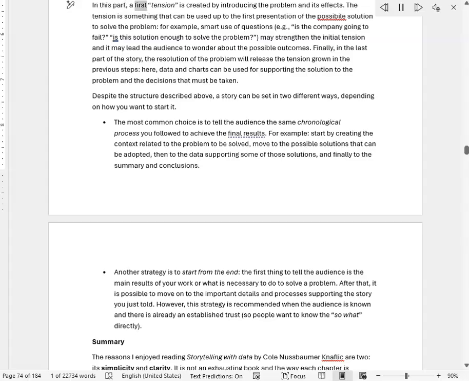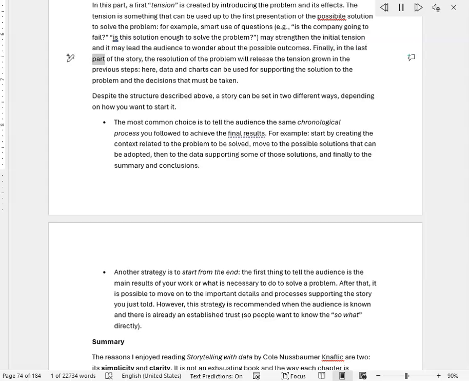In this part, a first tension is created by introducing the problem and its effects. The tension is something that can be used up to the first presentation of the possible solution to solve the problem. For example, smart use of questions, e.g., is the company going to fail? Is this solution enough to solve the problem? May strengthen the initial tension, and it may lead the audience to wonder about the possible outcomes.